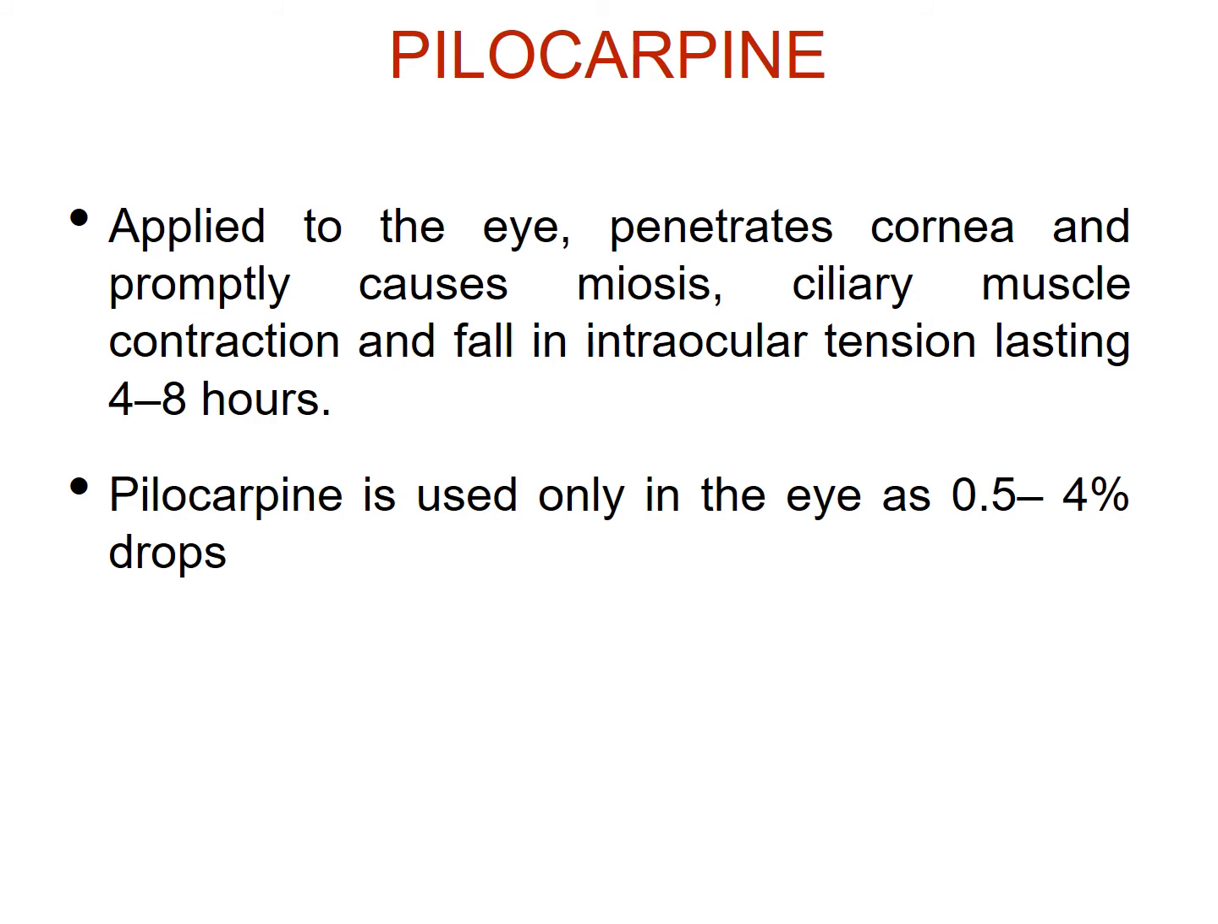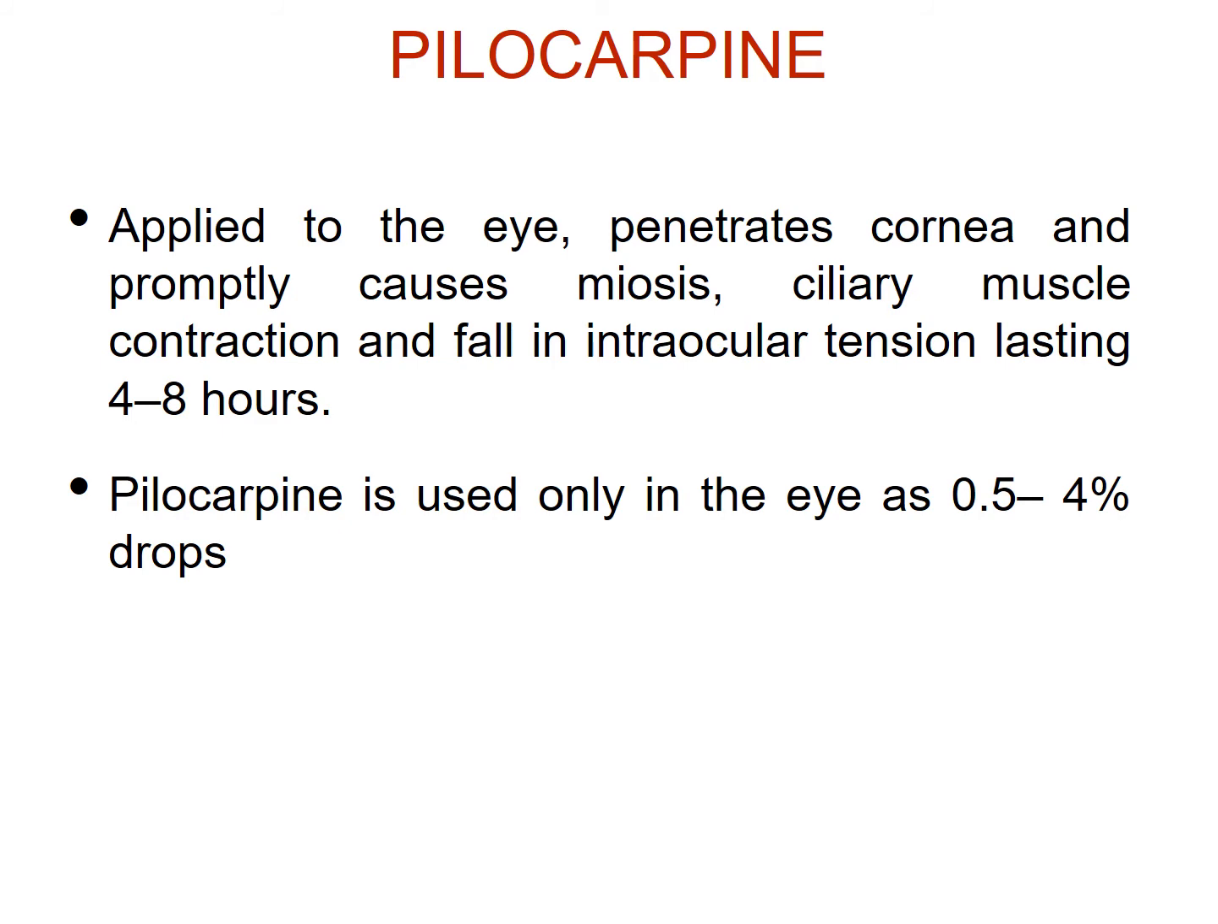This pilocarpine is applied on the eyes and penetrates the cornea, promptly causing miosis. Spasm of accommodation, that is ciliary muscle contraction, occurs, and a fall in intraocular tension occurs because of the increased alignment of the trabecular meshwork. The iridocorneal angle is opened, which leads to increased trabecular outflow and thus reduction in intraocular tension. This reduced intraocular tension may last only for 4 to 8 hours.